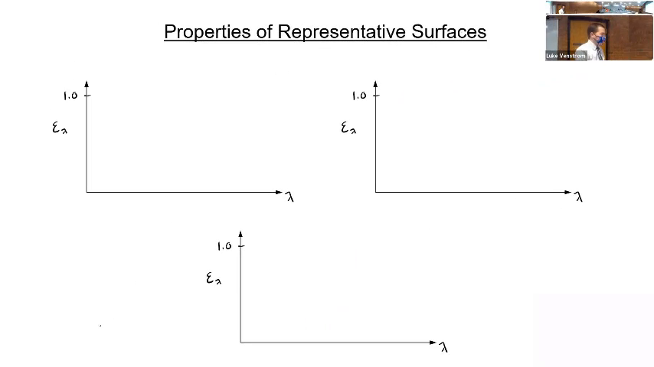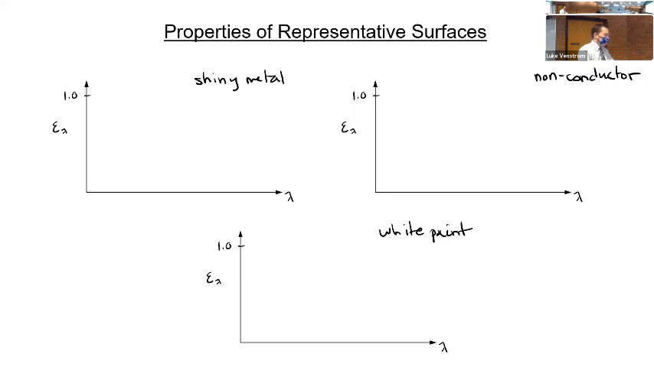Okay, so I wanted to give you a sense of typical behavior of some very common surfaces that you might see. A shiny metal would be one example. An electrical non-conductor is another example. And white paint, maybe even contrasted to black paint. So this is just to give you a feel for what the spectral emissivity might look like for a particular surface. Shiny metal will be an example of a conductor.